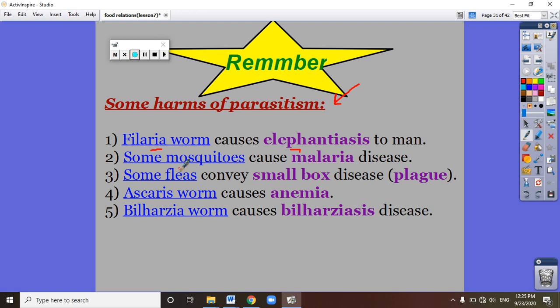Some mosquitoes cause malaria, and the mosquitoes are very good external parasites. Some flies convey, or carry, the smallpox disease to man. Smallpox has another name, which is plague. The scaris worm causes the disease anemia, and the bilharzia worm causes the filariasis disease. So the filaria worm causes elephantiasis, mosquitoes cause malaria, flies cause smallpox, scaris worm causes anemia, bilharzia worm causes filariasis disease.